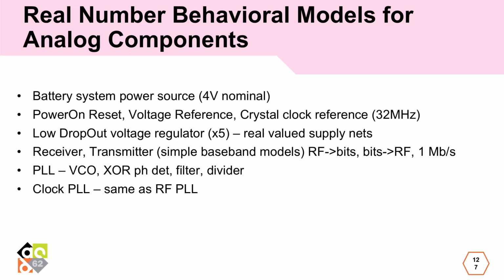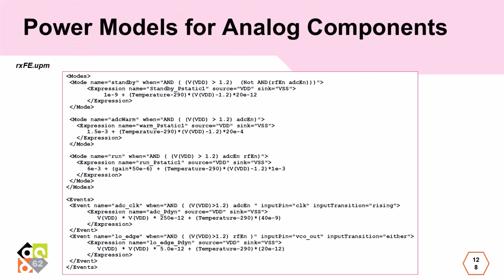The receiver and the transmitter are modeled very simply using baseband models. We take an RF signal that's really a real value of plus or minus an amplitude that depends on the bit value, and we translate that to bits with a channel data rate of 1 megabit per second. The PLL is more detailed, with separate models for the VCO, the phase detector, loop filter, and divider. And for the clock PLL, as I mentioned, we reuse the radio PLL. As I mentioned, the receiver model is fairly simple.